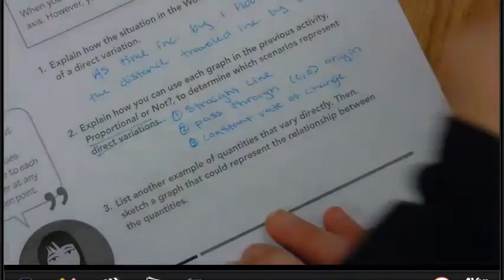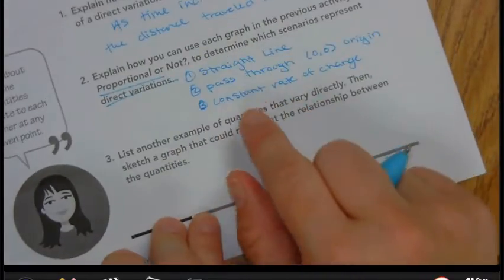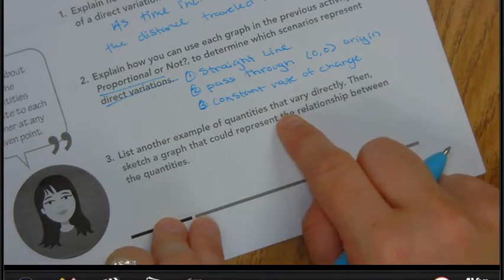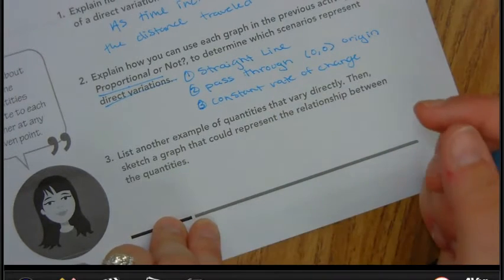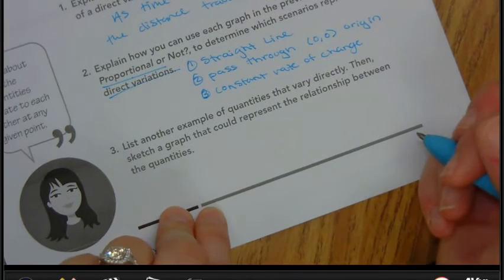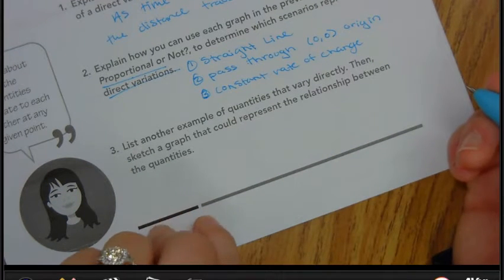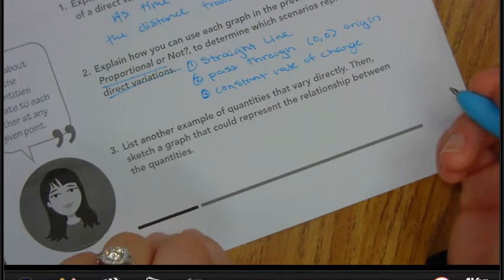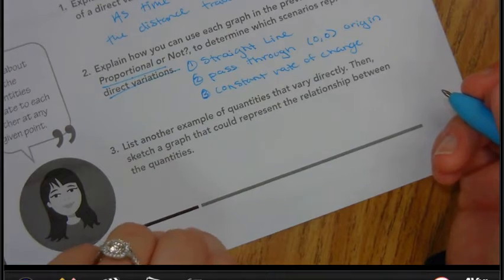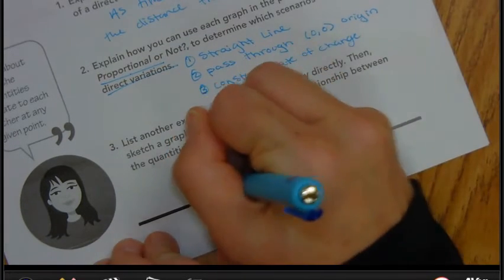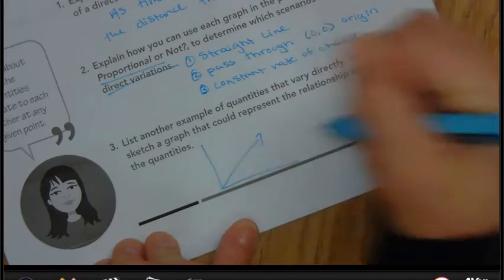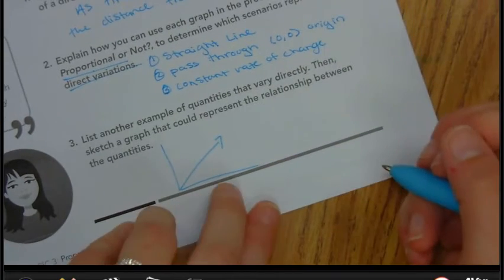All right. So knowing these three, can we list another example of quantities that vary directly? Then sketch a graph that could represent the relationship between two quantities. There are many different answers that you can come up with as long as it has a constant rate of change and it starts at 0, 0. So you want your graph to look like this.